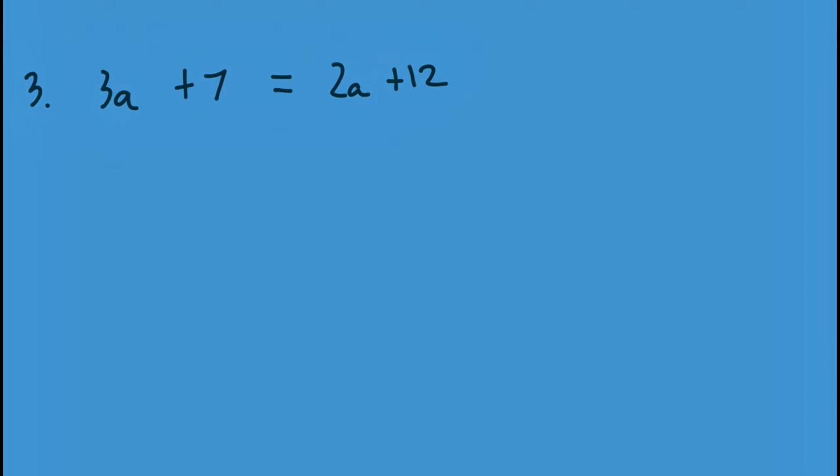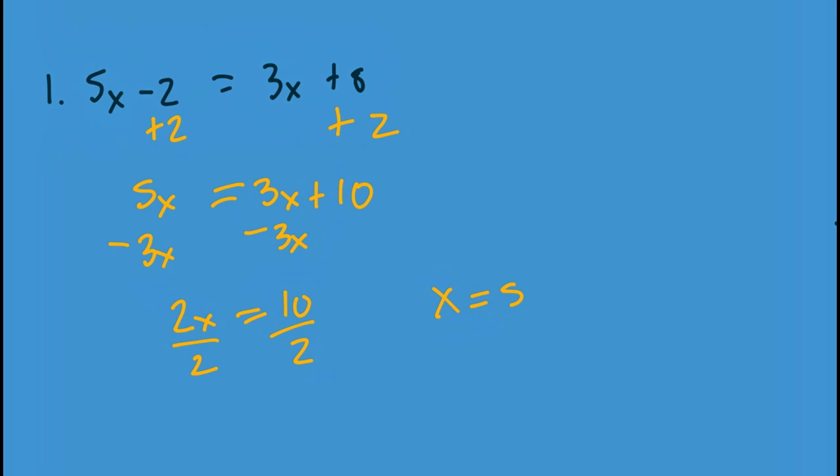Okay, 3a plus 7 is equal to 2a plus 12. So I'm just going to hurry these up. A is also 5.